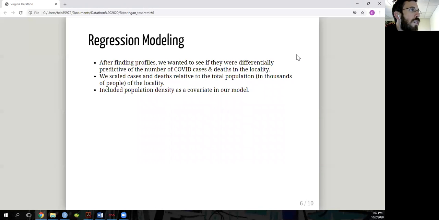So after we fit the profile models, we want to see if they were differently predictive of the number of COVID cases and deaths in the locality. So to do that, we ran a regression model where we first scaled cases and deaths relative to the total population of the locality. And we also included population density as a covariate in this model, right? Because we know being close to other people is a key factor for transmitting COVID.